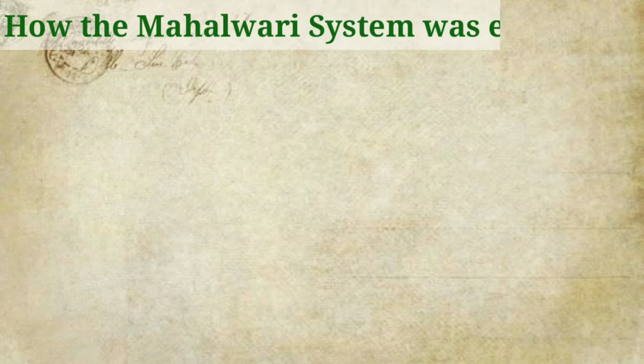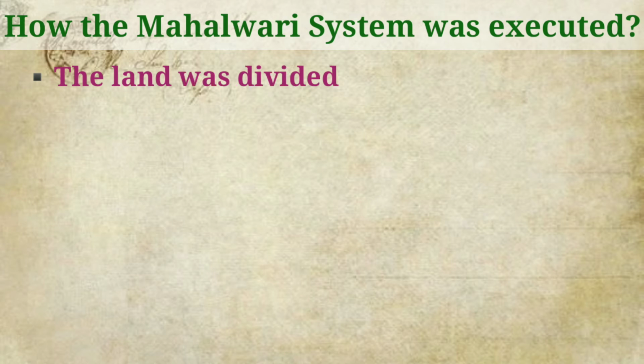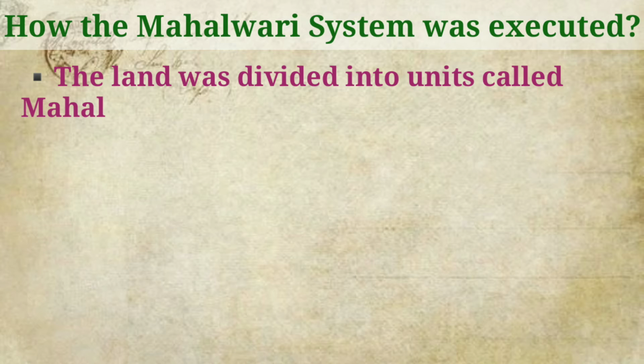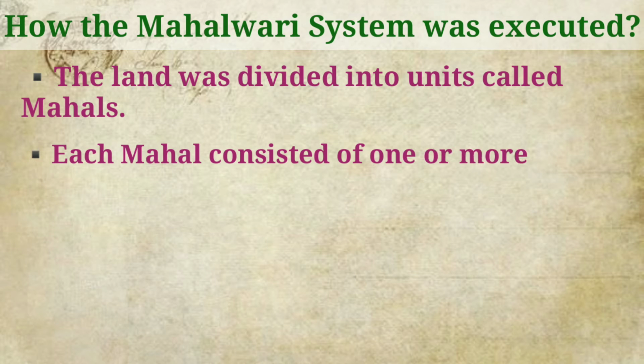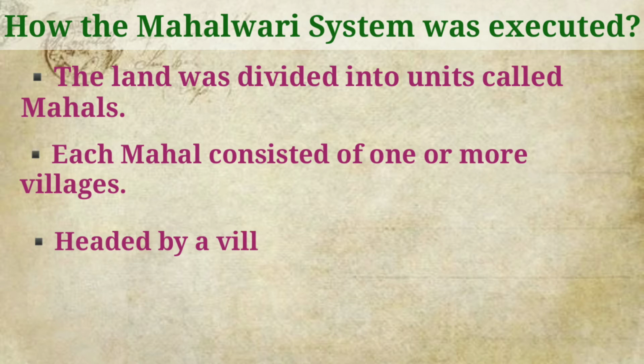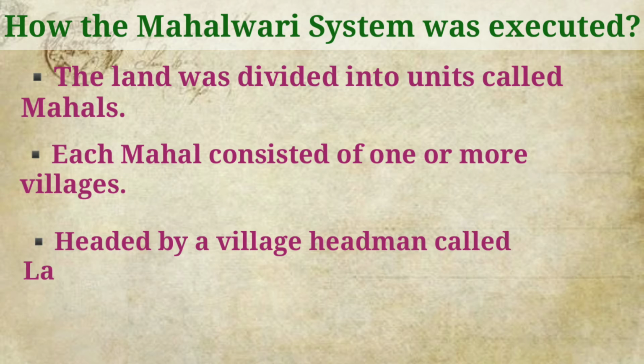Next, let's see how the Mahalwari system was executed. Children, according to this system, the land was divided into units called mahals, and each mahal consisted of one or more villages. Now, children, these mahals were under a village headman called Lambardar, and it was the duty of the Lambardar to collect the tax or the revenue and give it to the British government. Is it clear, children?